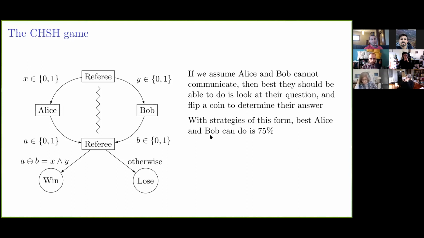Okay, so if you look at strategies of this form, the best Alice and Bob can do is to win with 75% probability. They can get to that if they just always output 0, because then this is assuming, by the way, that both X and Y are picked with a uniform probability distribution. So then 75%, when they both get a 1, they lose, okay? And you can show pretty easily that's the best you can do.